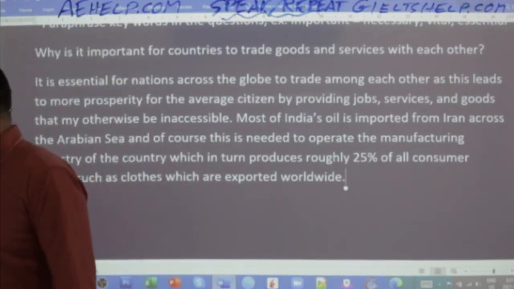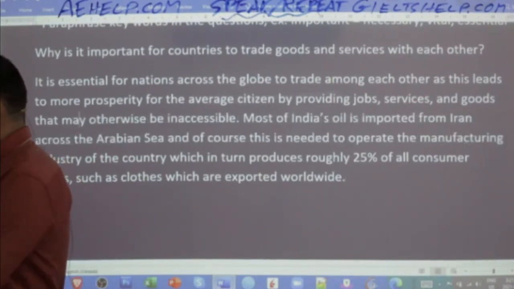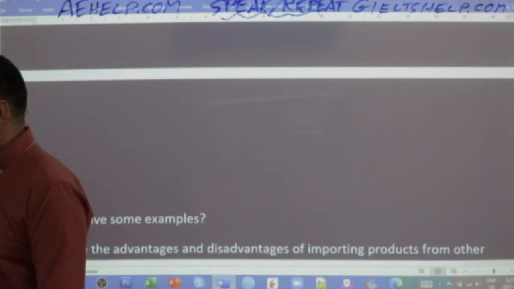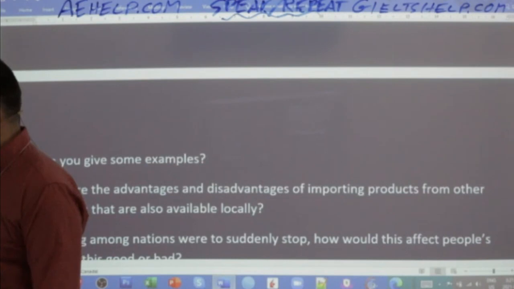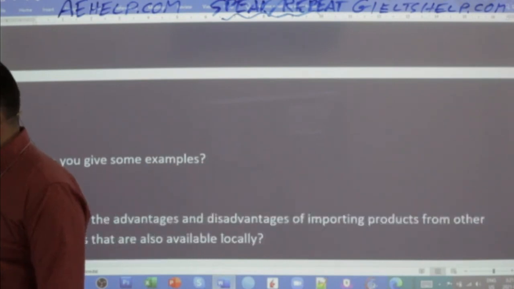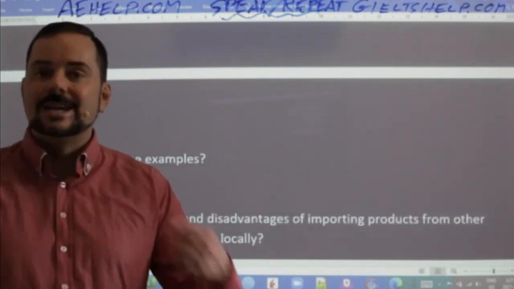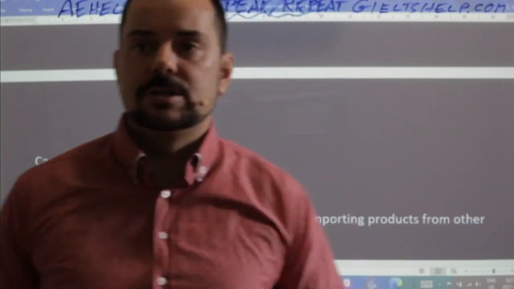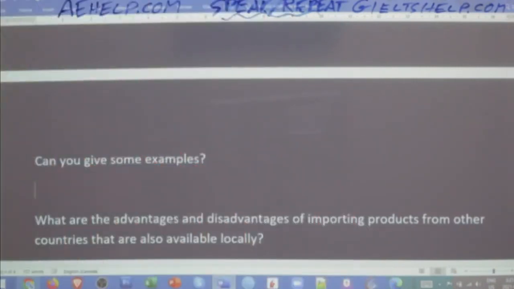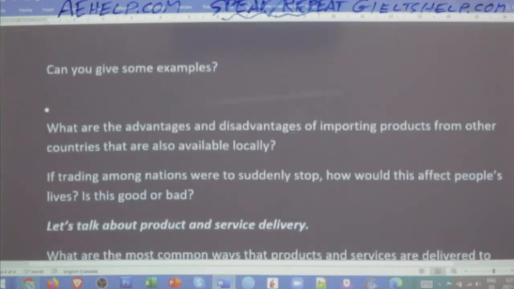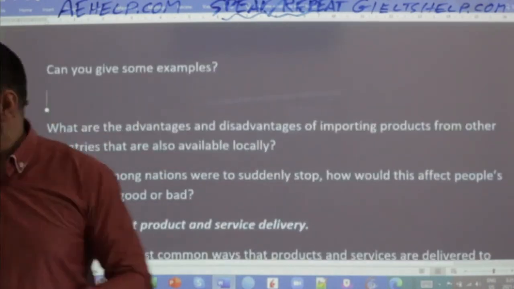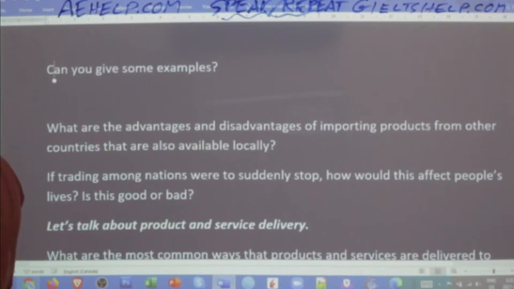Okay, sure, that makes sense. So import-export connecting to part two, right? And this is why we went through part two, so that we can remember to use part two for our connection, to strengthen the coherence of our response. Okay, and here, the examiner would probably not say, can you give some examples? They would probably say, can you give some more examples?